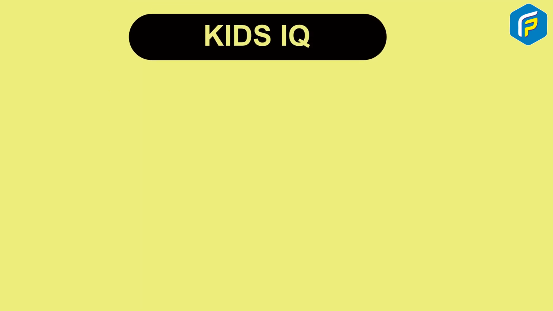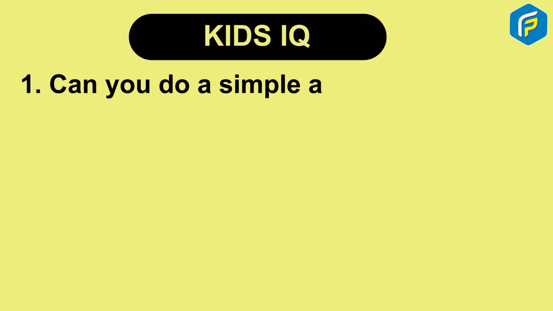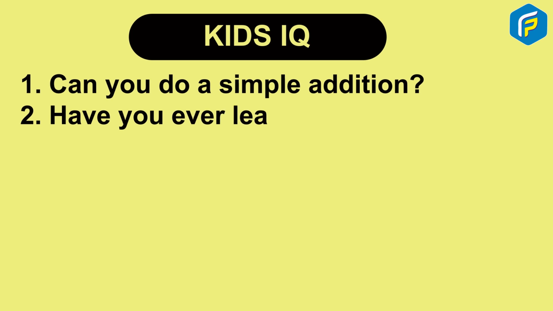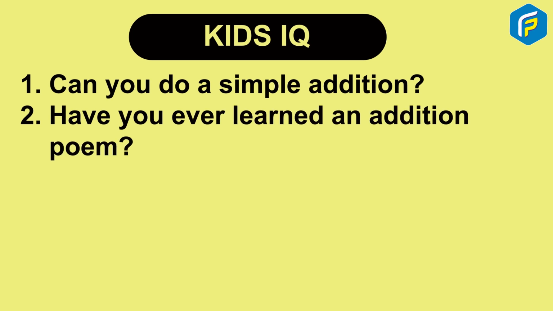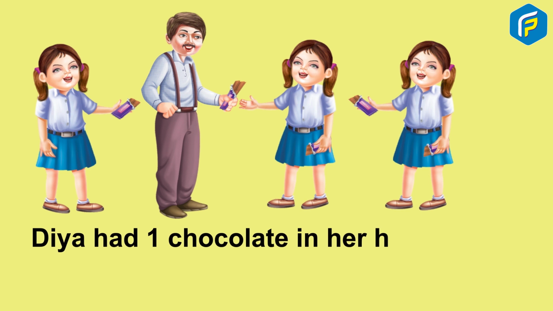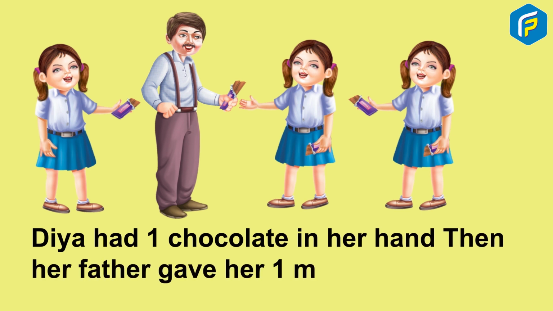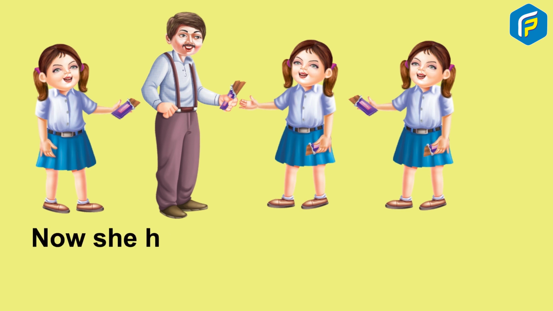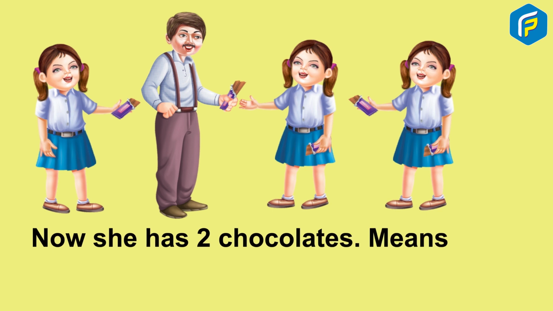Kids IQ. 1. Can you do a simple addition? 2. Have you ever learned an addition poem? Dia had one chocolate in her hand. Then her father gave her one more chocolate. Now she has 2 chocolates, which means 1 plus 1 is equal to 2.